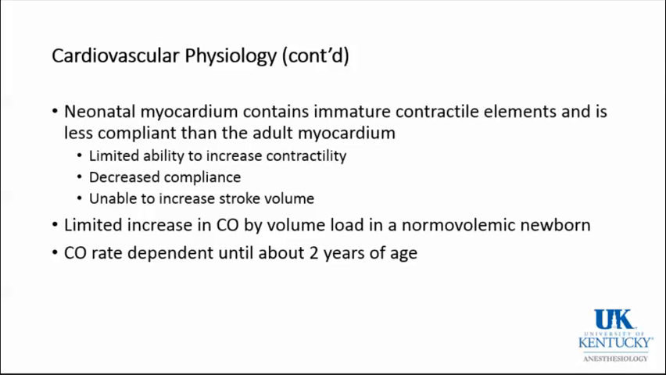A newborn or a preterm's myocardium is still immature, and hence it's less compliant than the adult myocardium. And because of that, it has a limited ability to increase contractility. It cannot increase the stroke volume. The stroke volume is relatively fixed in these children. And because the stroke volume is fixed, the cardiac output is extremely rate dependent. So if a child gets bradycardic, the cardiac output decreases, and that could be detrimental to the baby. The cardiac output is rate dependent to about 2 years of age.